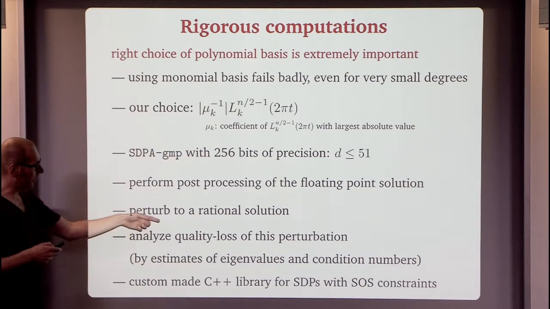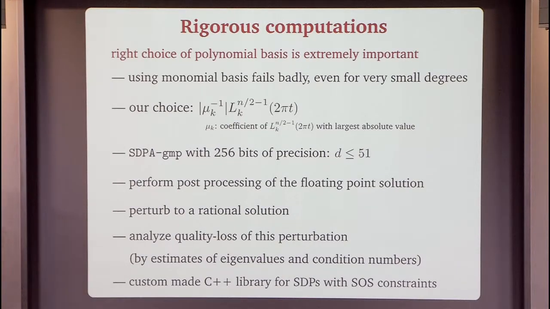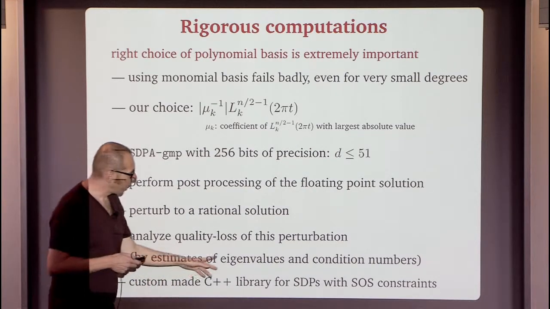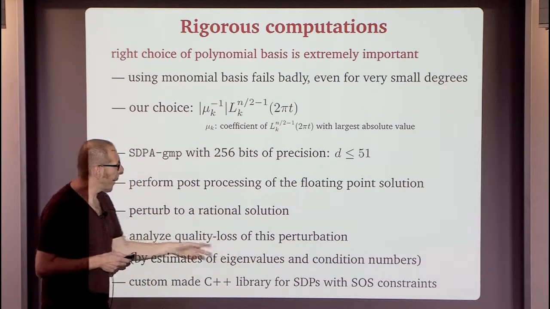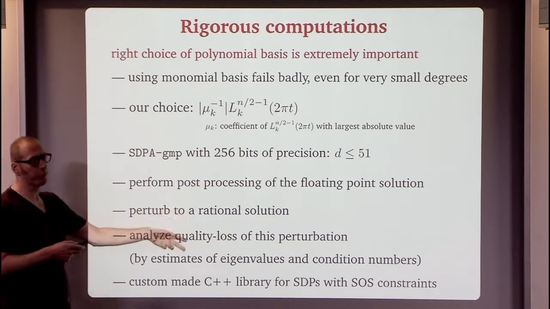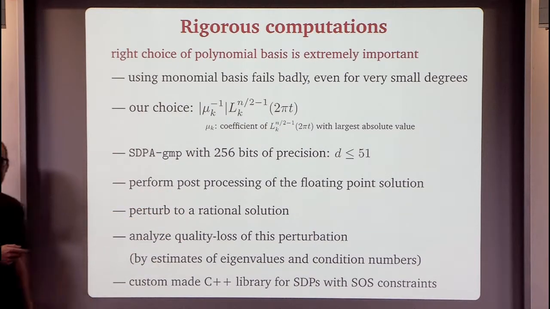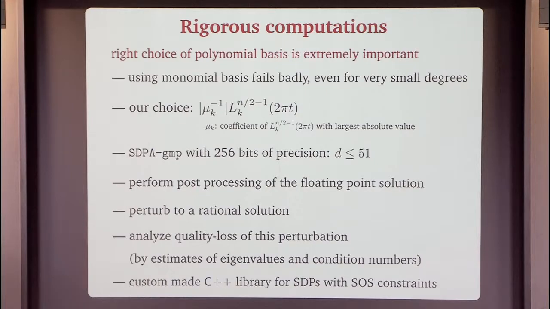Then we analyze the equality loss of this perturbation by looking at eigenvalues and condition numbers. And then after we do this, we are at least sure that in the neighborhood of this rational solution, which is not a solution, there is a solution. And for doing all this, we had to write some custom-made C++ library, which works for SDPs with SOS constraints. Okay, so this is all the work we did for the pentagons.